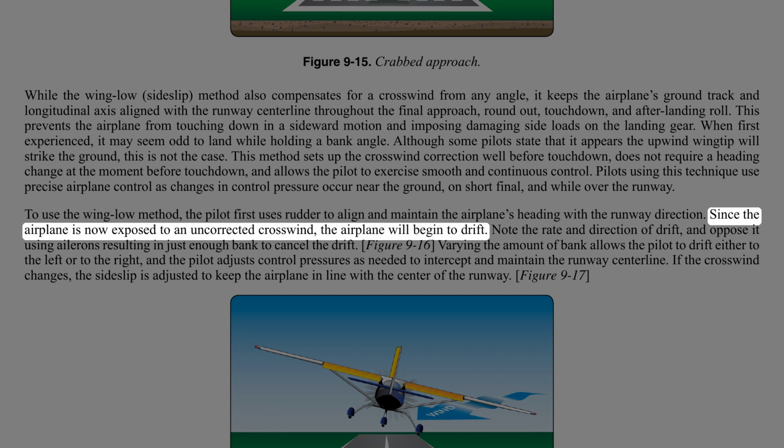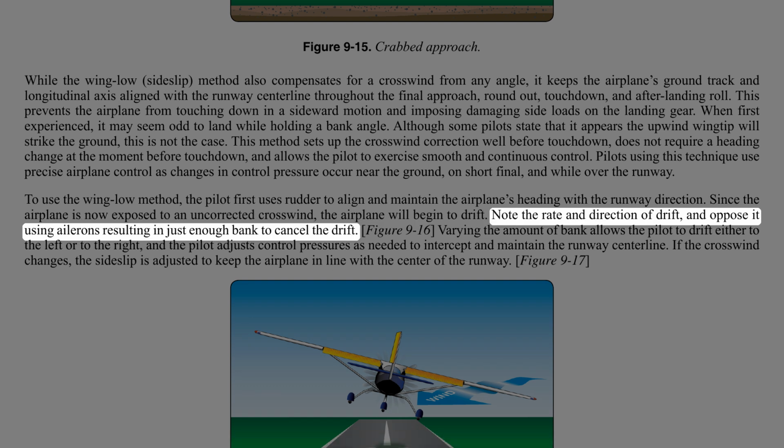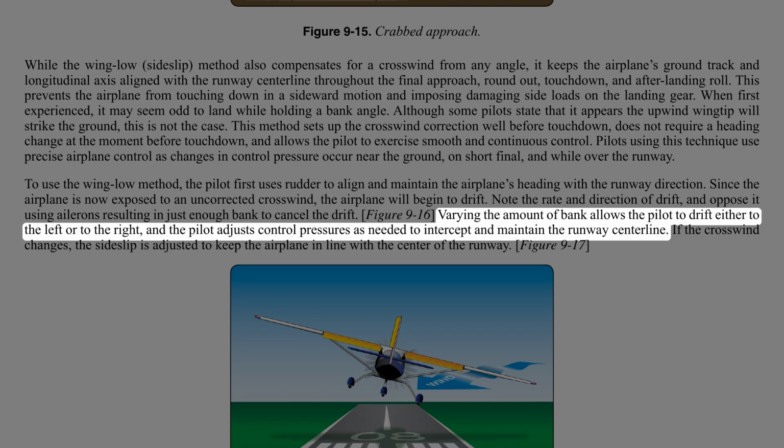Since the airplane is now exposed to an uncorrected crosswind, the airplane will begin to drift. Note the rate and direction of drift, and oppose it using ailerons, resulting in just enough bank to cancel the drift. Varying the amount of bank allows the pilot to drift either to the left or to the right, and the pilot adjusts control pressures as needed to intercept and maintain the runway centerline.